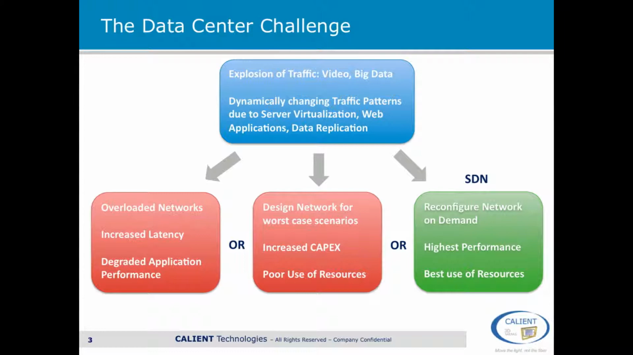An alternate solution is to design the network for worst-case traffic. However, this leads to a significant increase in cost, and we're at a time where we know that revenue from customers is stagnant, so it's really not sustainable. The solution which really does offer some value is to be able to reconfigure the network on demand to put the capacity where it's needed most. And this results in a high-performance network that makes the best use of available resources.